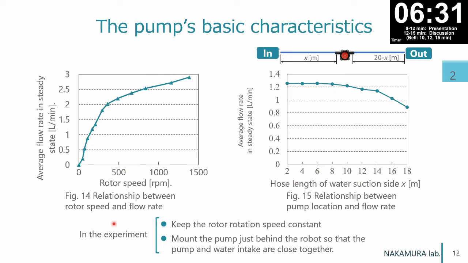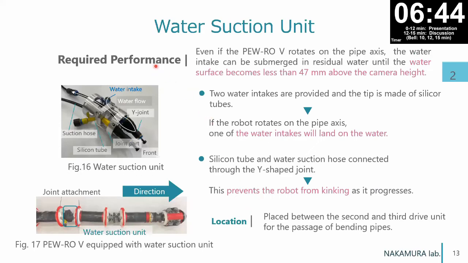So in the experiment, we kept the rotor speed constant and mounted the pump just behind the robot so that the pump and water intakes are close together.